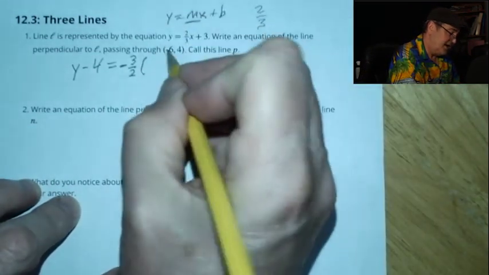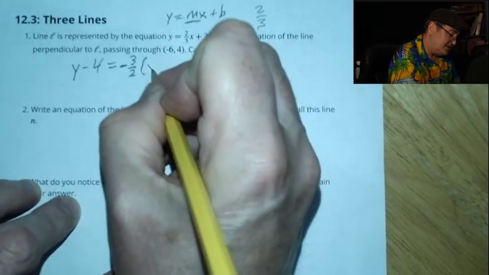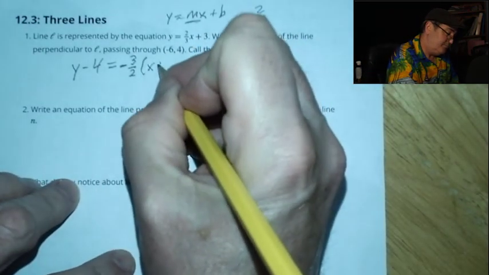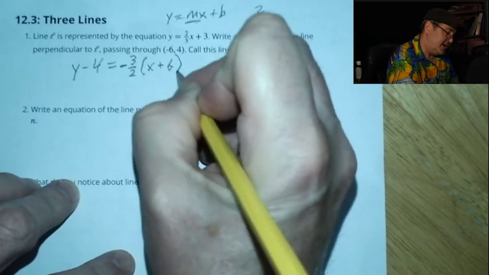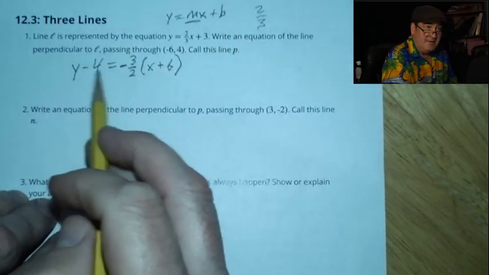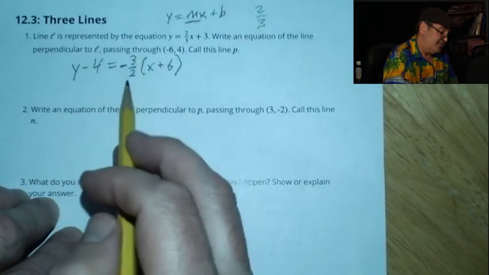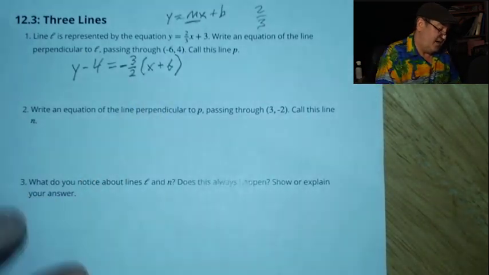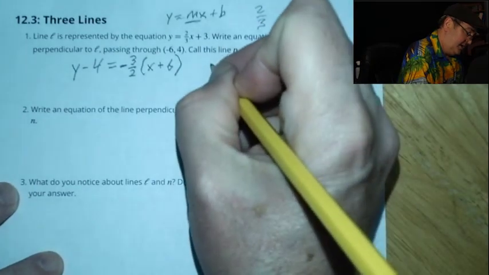Now we need to do our x minus -6. What happens when you subtract a negative? Plus 6. It's the same as adding. So our equation is y minus 4 equals -3/2 x plus 6. Okay, that is the equation of our line, and this is line P.